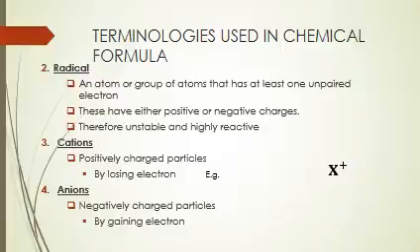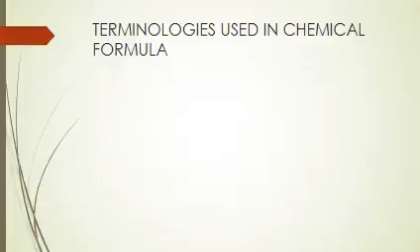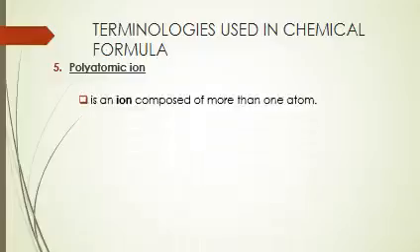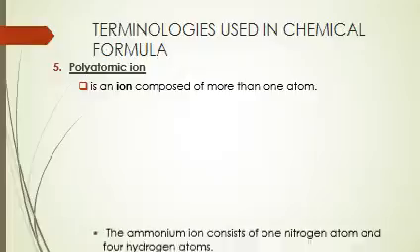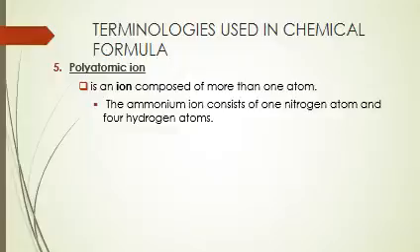Now let us look at this last terminology used in a chemical formula. This terminology is known as polyatomic ion. A polyatomic ion is defined as an ion composed of more than one atom. For example, the ammonium ion is one of the examples of a polyatomic ion. The ammonium ion consists of one nitrogen atom and 4 hydrogen atoms.